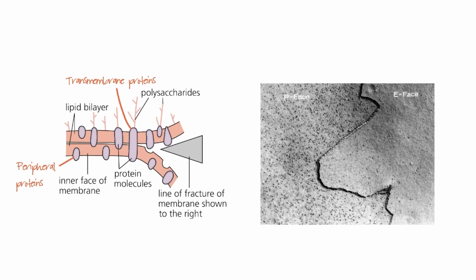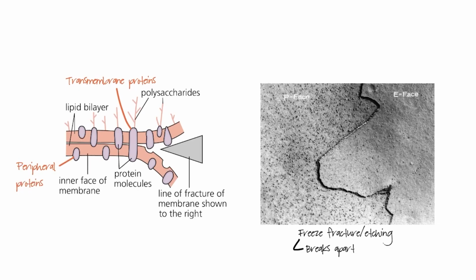These proteins appear as little black dots when viewed under a microscope after using something called freeze fracture or freeze etching. Freeze fracture is a technique that physically breaks apart or fractures a frozen biological sample to be seen under an electron microscope.